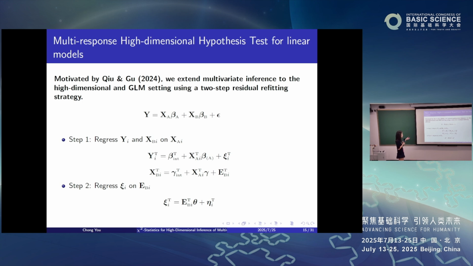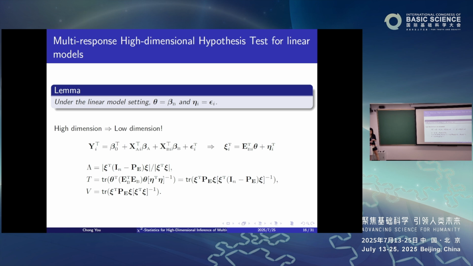Like what we introduced before, we have two steps. We'll have two regressions to obtain their residuals, and then we regress psi on E B I. So basically, we look at this theta. The reason why we can do that is we have this lemma. Under the linear regression setting, this theta equals beta B, and this eta I equals epsilon I.